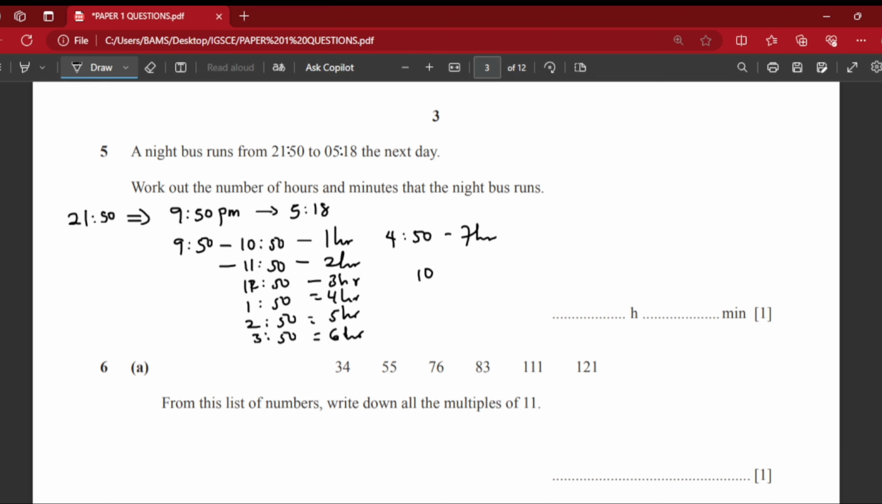Then the remaining 18 minutes to make it 5:18 will now be what? 28 minutes. So what does that tell us? That means it runs 7 hours, 28 minutes. Very easy. Okay, so that's just how to solve question 5.